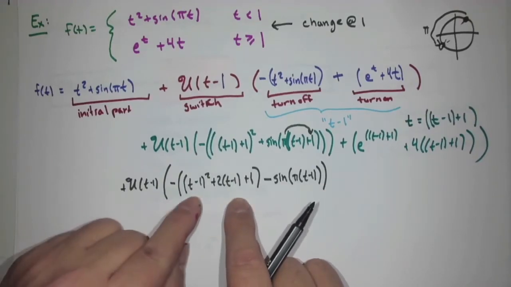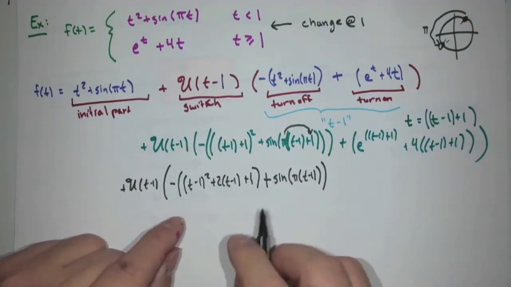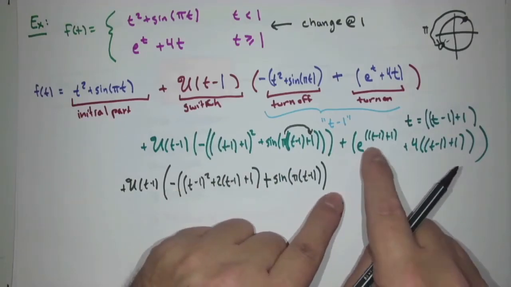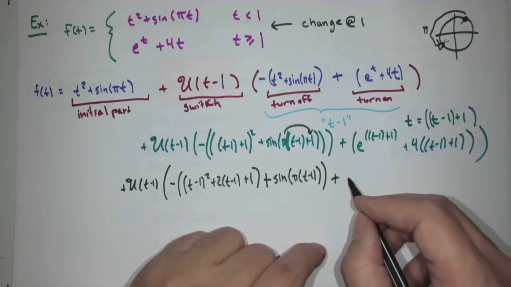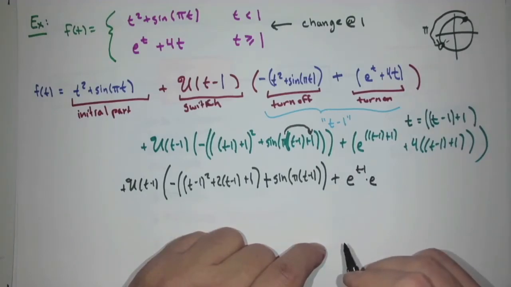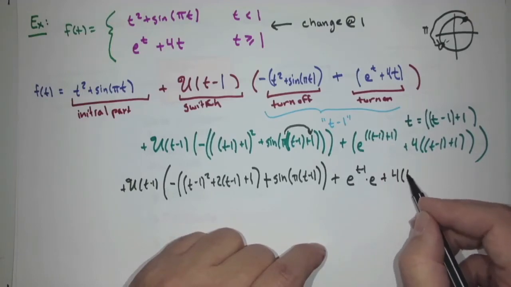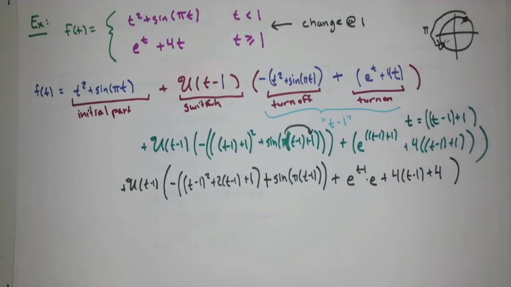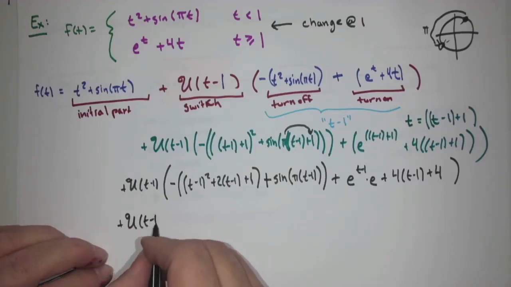And, well, there's a minus here, so minus minus makes that a plus. Sorry, you have to keep track of all the signs. E to the t minus 1 plus 1. What's another way to write that? It's the same as e to the t minus 1 times e to the 1. And this last part, well, that's 4 times (t minus 1) plus 4. And you can squeeze a little bit more together, because why not?